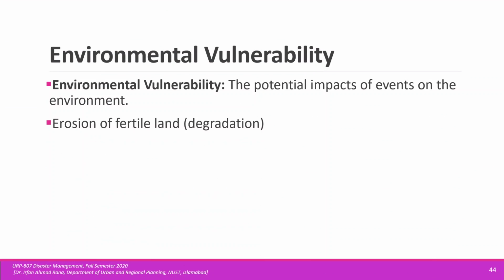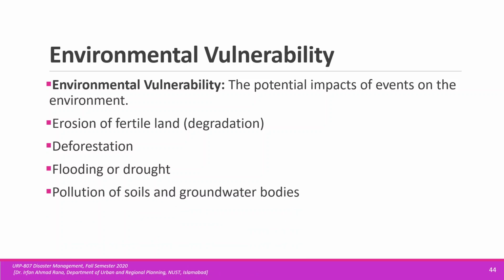Then comes environmental vulnerability, in which the vulnerability can be enhanced due to particular conditions of the environment existing in a community, for example degradation of soil, deforestation that might cause flood or drought in an area, pollution of soils and groundwater bodies, or choking of nalas, which we call drainage canals. These might result in enhanced vulnerabilities. So environmental vulnerability is also there.